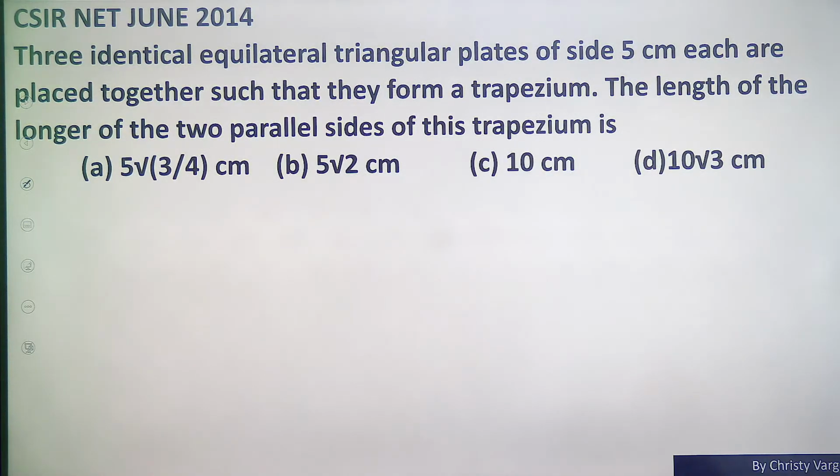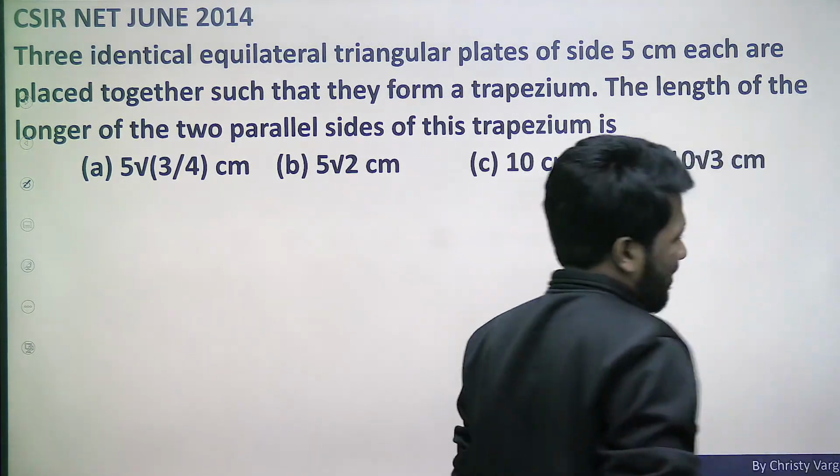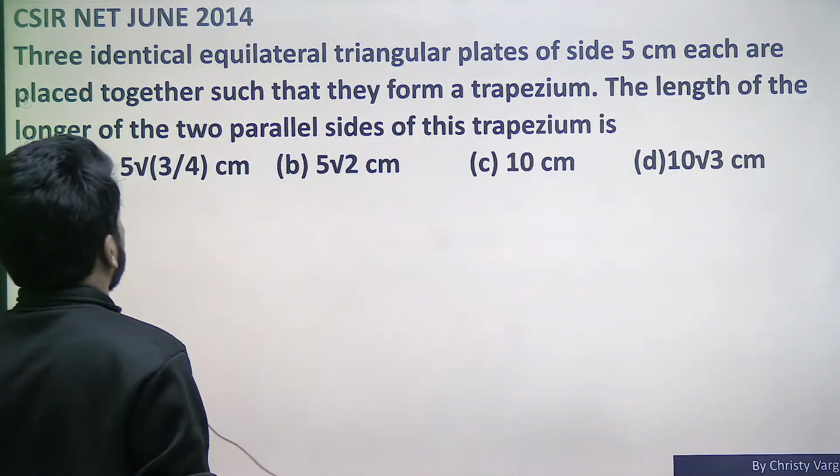Very good, many of you got it right. Yeah, very simple question, na? If you know what an equilateral triangle is and what a trapezium is, there is nothing difficult in this. That is what CSIR is checking, whether your very basic geometry is clear or not. June 2014 CSIR NET exam problem.